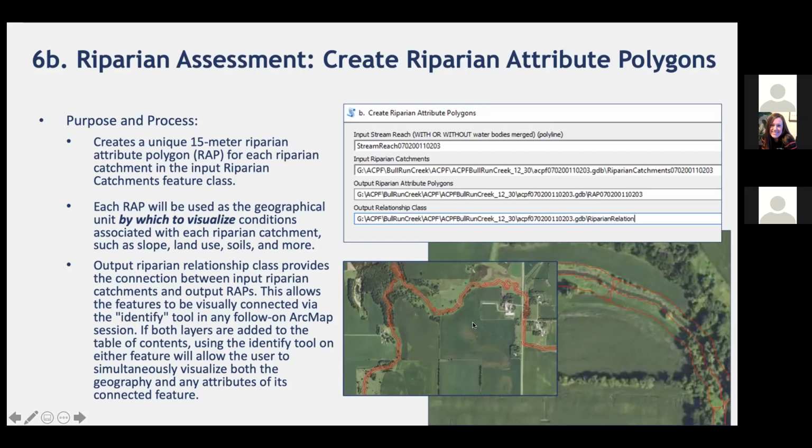From the image in the lower right-hand side of the slide, you can see what those riparian polygons look like. Again, each one of these riparian polygons is associated with a catchment that we created in the last step. And each one is approximately 15 meters wide for this particular step.